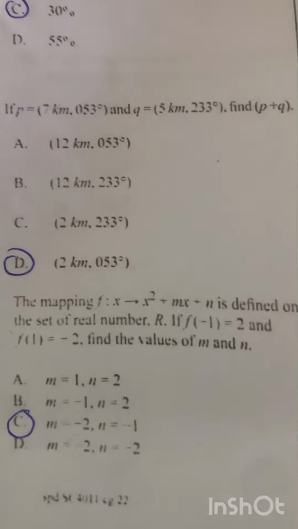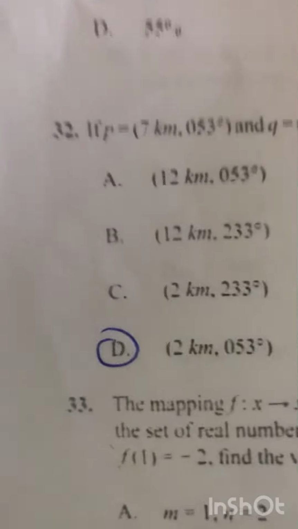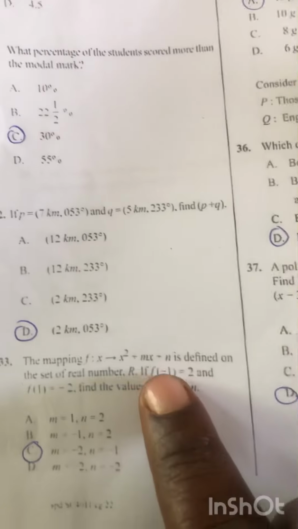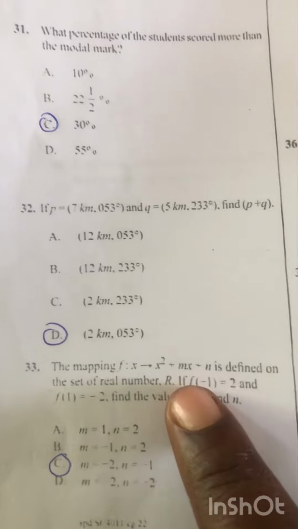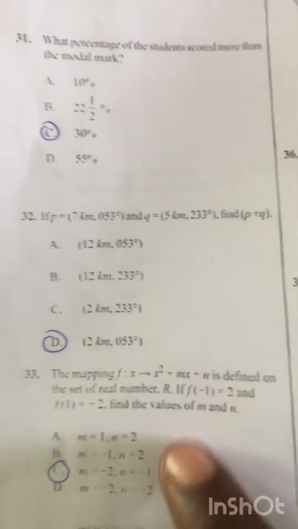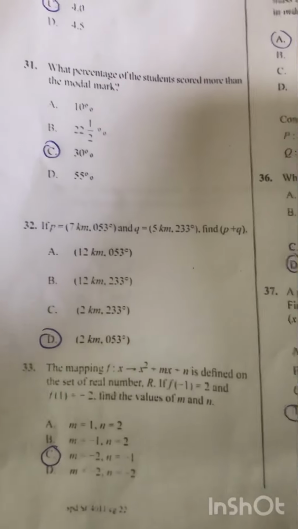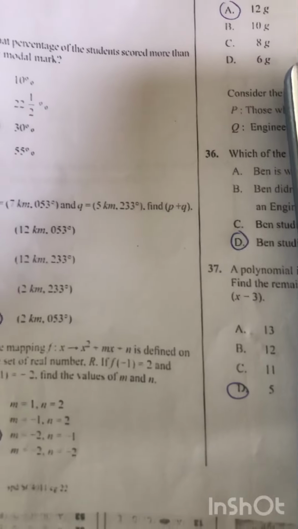We are supposed to find the values of M and N if f of -1 is 2 and f of 1 is -2. This is very simple. You end up getting simultaneous equations. So we put x as -1 and get the equation in terms of M and N, and put x as 1 and get the equation in terms of M and N again. So the first equation will be -m plus n is equal to 1, and the second equation will be m plus n is equal to -3.